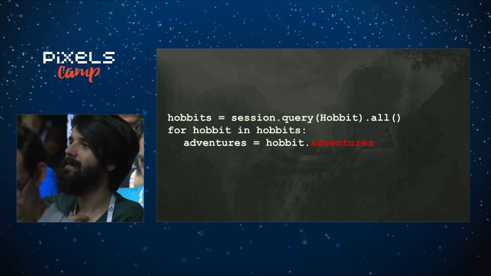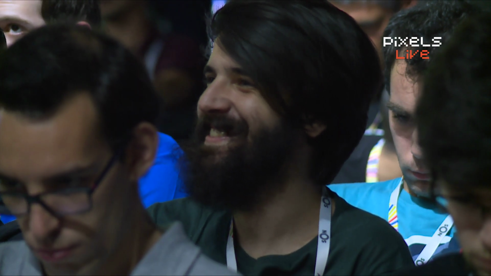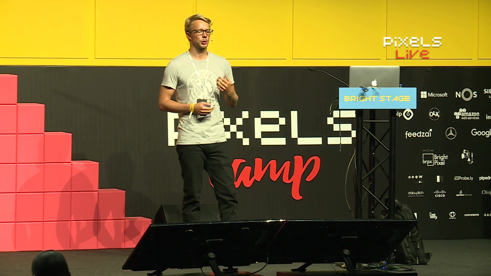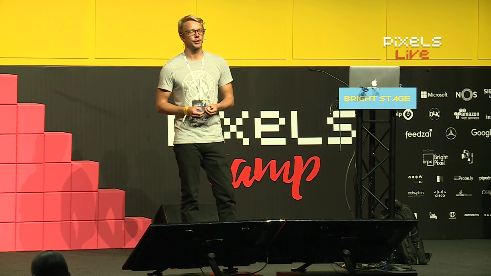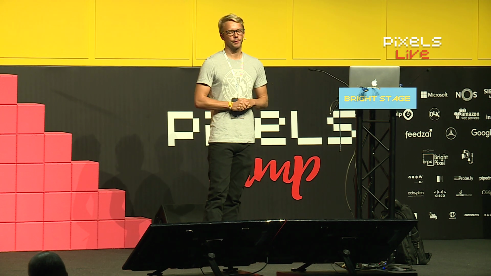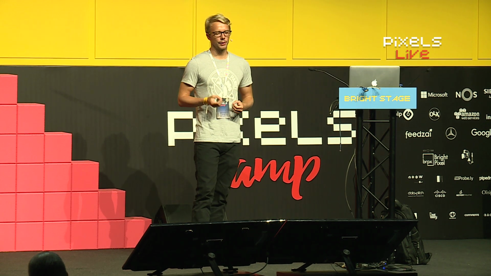So the main problem here is that we're doing this in a loop, and if we have 1,000 hobbits in our database, we're going to try to get 1,000 adventures back from our database. And that is going to take a bit of time. If the latency to get to the server and back is 0.5 milliseconds, it's going to take 500 milliseconds to get the data.